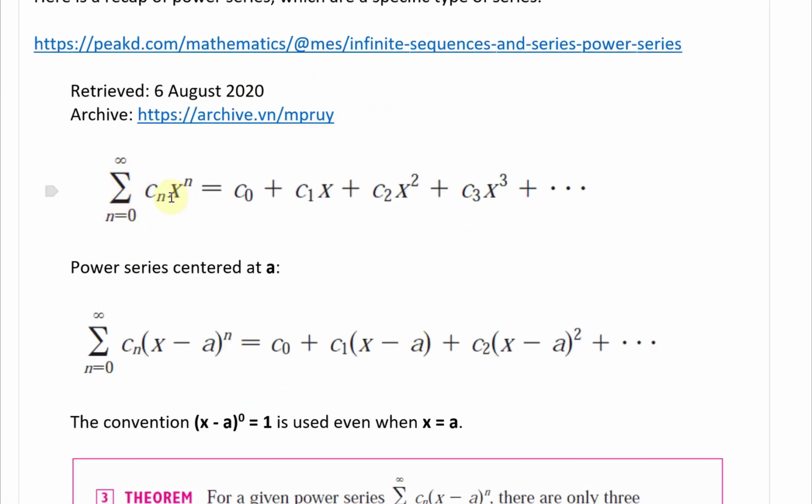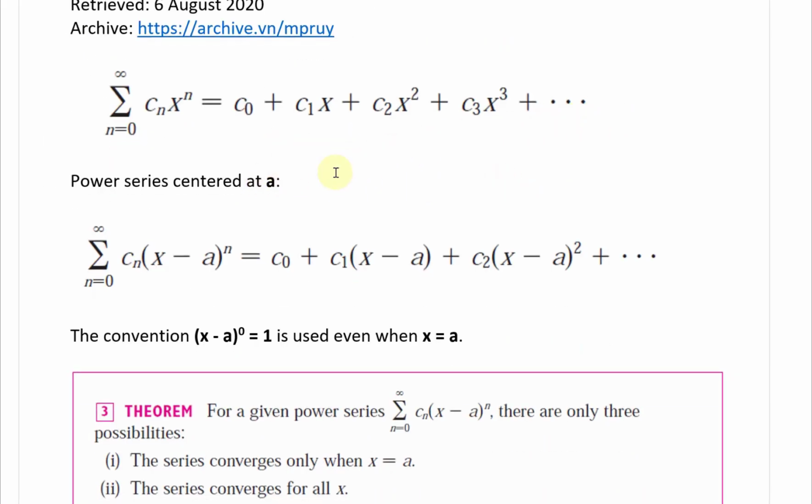You have coefficients in front, and a summation from n equals 0 to infinity, and then you'll have x to the power of n. It's going to be coefficient c0, then c1 times x, c2 times x squared, plus c3 times x cubed, and so on, and it keeps going. A power series centered at a is the more general one, where instead of just x, you'll have x minus a inside every single term.